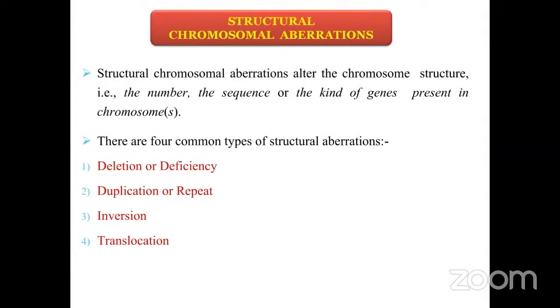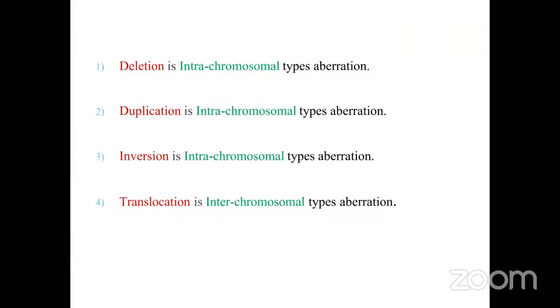Then there are structural chromosomal aberrations. If there is some error during the separation of chromosomes in the cell cycle, structural chromosome aberrations can happen. They can happen because of deletion, duplication, inversion, and translocation. So these are the types of structural chromosome aberration: deletion, duplication, inversion, and translocation.